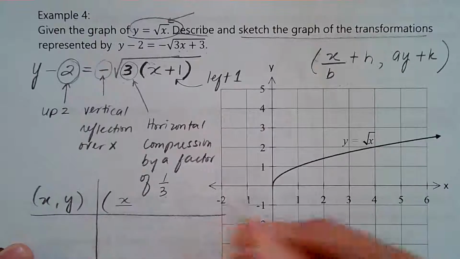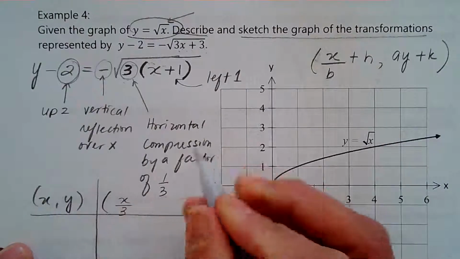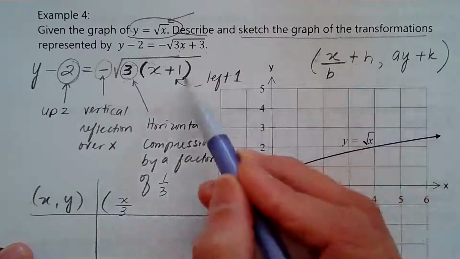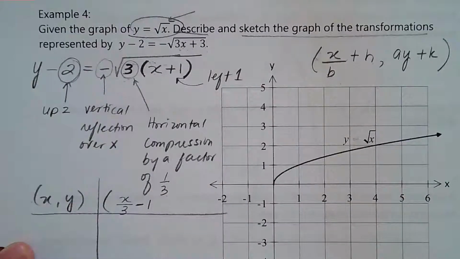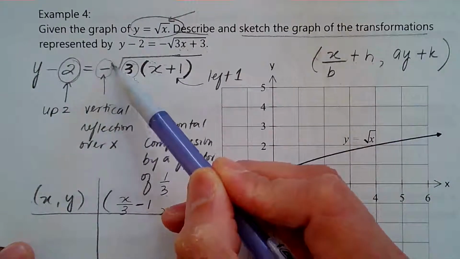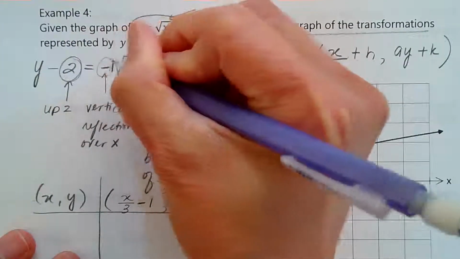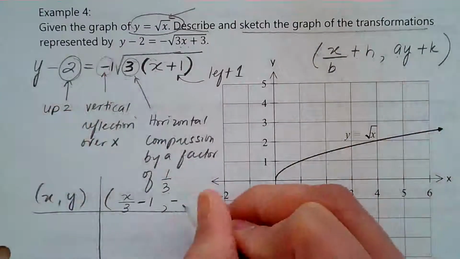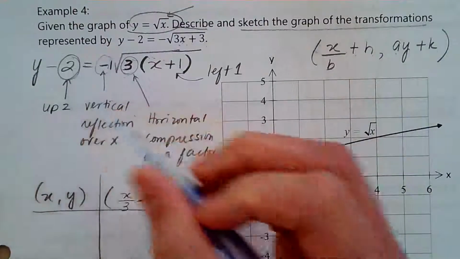X over B. Well, what's the B? B is 3, so divided by 3, plus h. Well, h, because this is a horizontal shifting, h would be negative 1, right? So minus 1. Good? And then the y would be a times y. The a here would be negative 1. I'm going to make sure that everybody who's reading this gets that. So it's negative 1 for a. So negative 1 y plus k, plus 2.